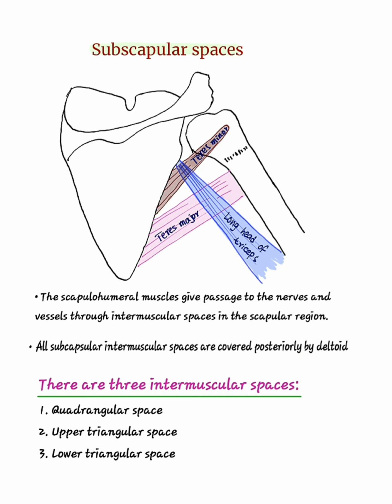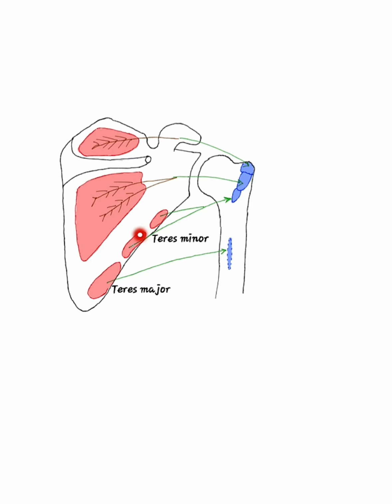There are three intermuscular spaces: quadrangular space, upper triangular space, lower triangular space. Don't get confused between teres minor and teres major. Some write teres major above and teres minor below.